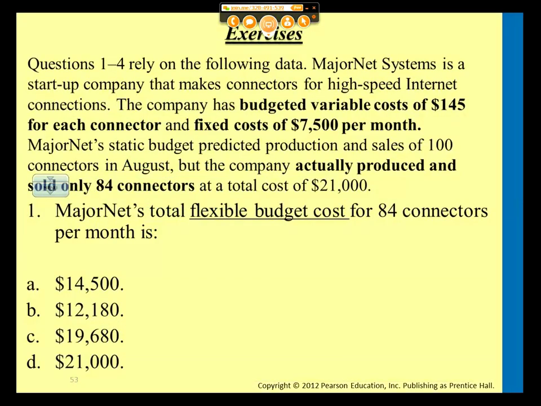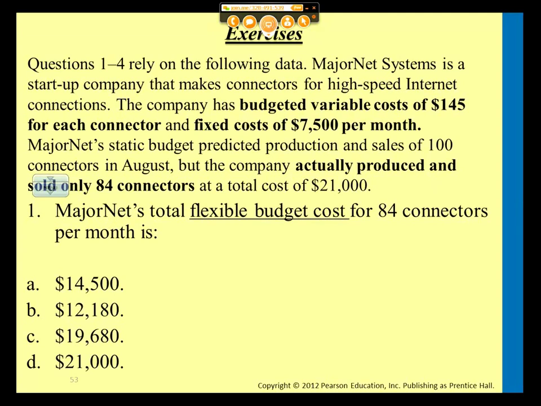All right. So we have some time here. Let's look at the exercises, just a couple. So we have questions 1 through 4 that rely on the following data. Major Net Systems is a startup company that makes connectors for high-speed internet connection. The company has budgeted variable costs. So you see the language of the problem. This is something that you usually see during the exam. Fixed cost, static budget, predicted production and sales of 100 connectors in August. And the company actually produced and sold only 84 connectors at a total cost of $21,000.